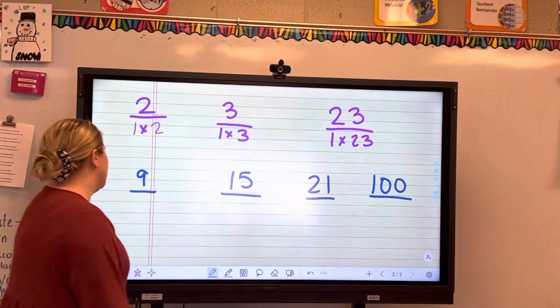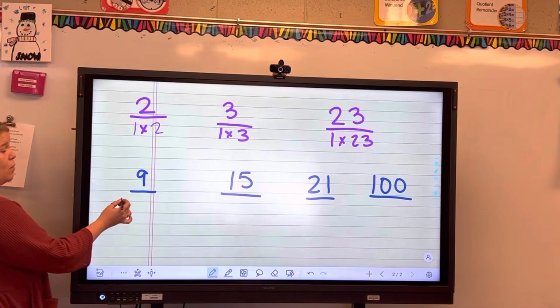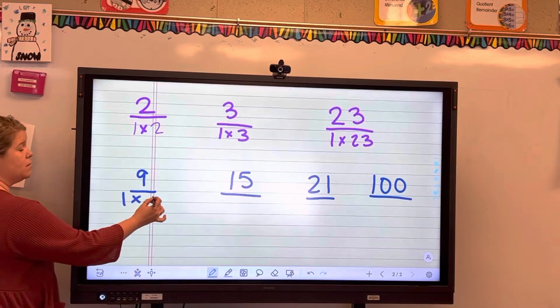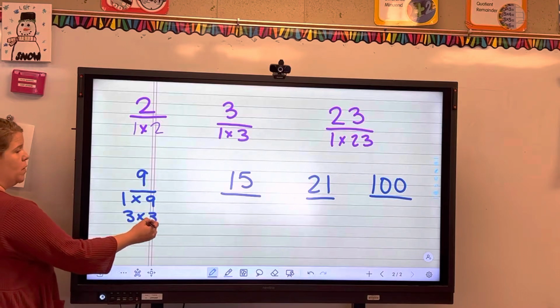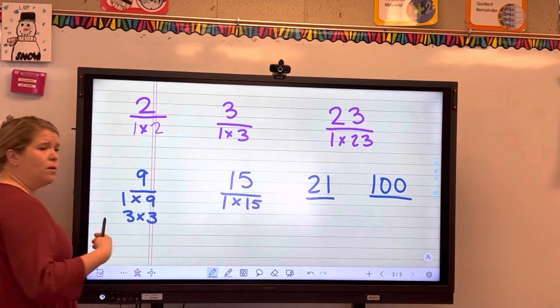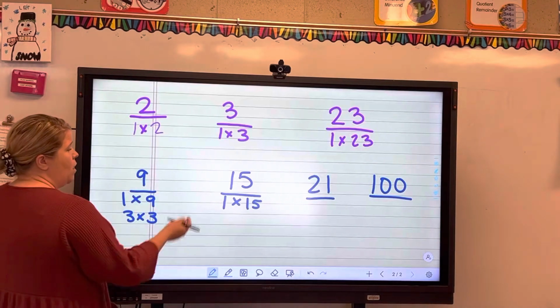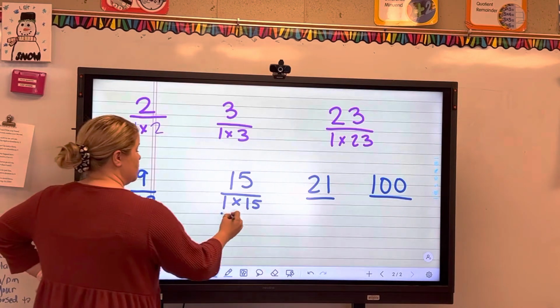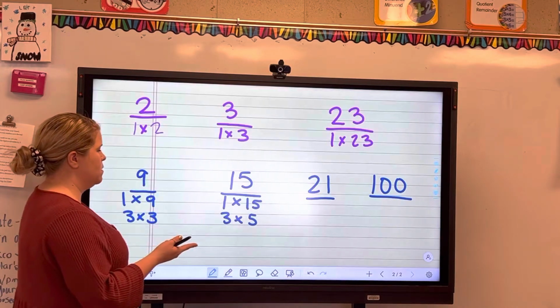All right, so what are some numbers I can multiply to give me 9? Remember, I want you to start with 1 and what else? 3 times 3. All right, good. What about 15? 1 times 15. Why do I want you to start with 1? Because it always works for every single number, right? Whether it's prime or composite. All right, what else? 3 times 5. All right, and then that's it. What about 21? 1 times 21.